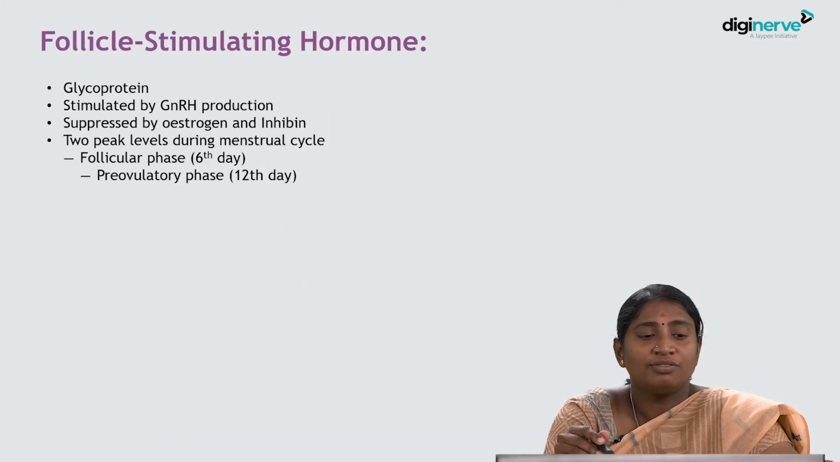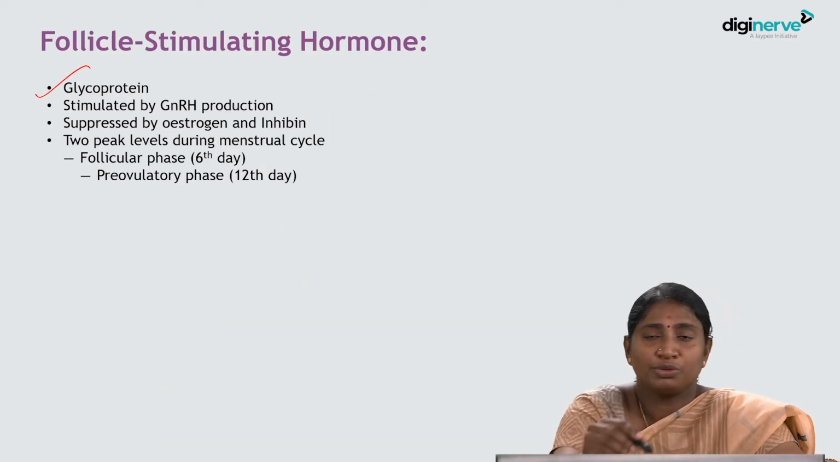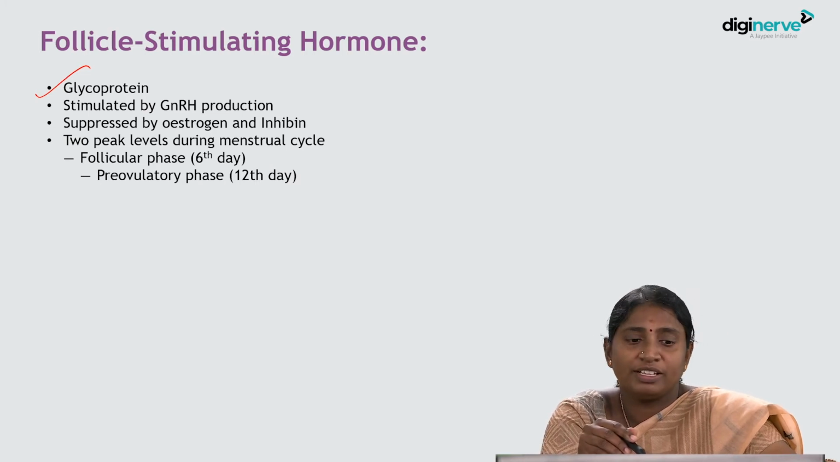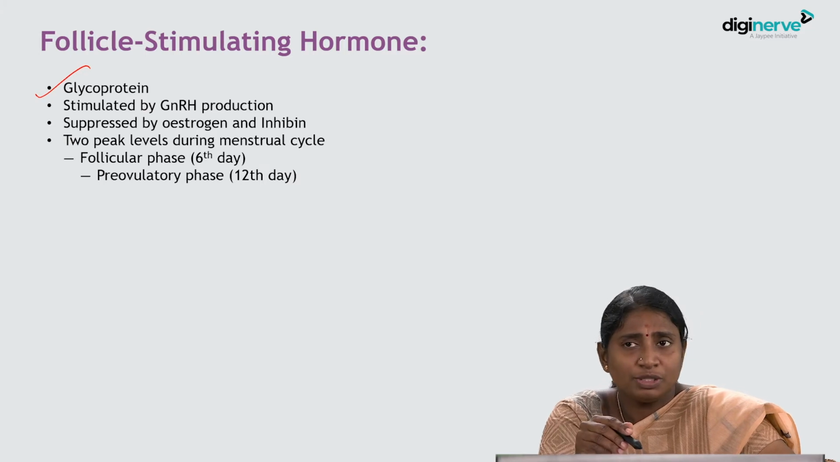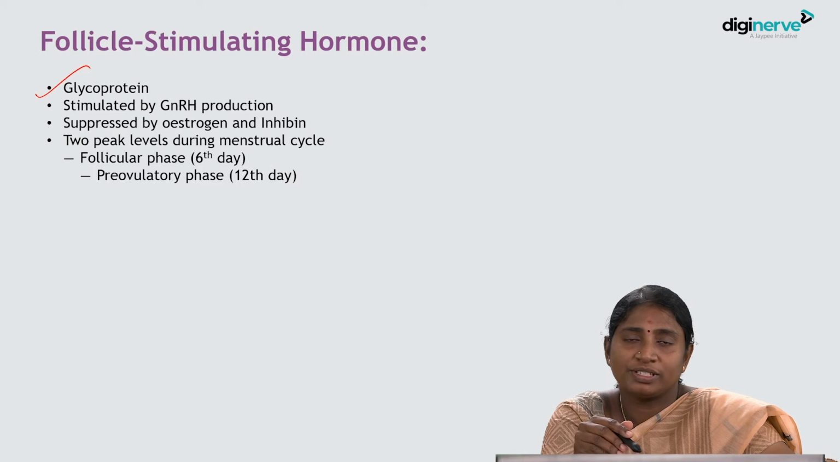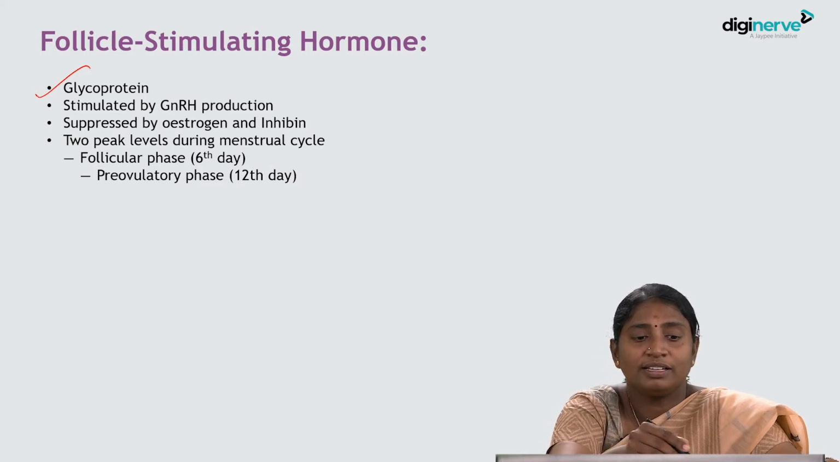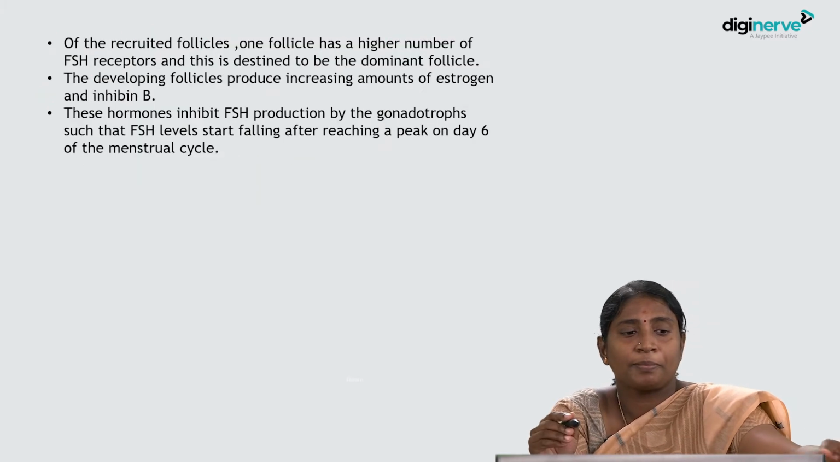Follicle stimulating hormone is a glycoprotein. It is stimulated by the pulsatile release of GnRH and is suppressed by estrogen and inhibin. It has two peaks during the menstrual cycle, one on the 6th day of the menstrual cycle, and one before the pre-ovulatory phase, that is on the 12th day of the menstrual cycle.